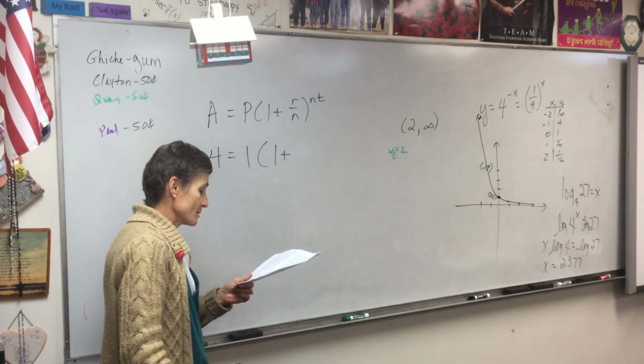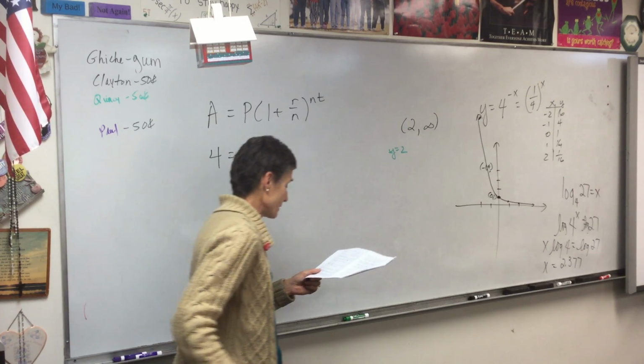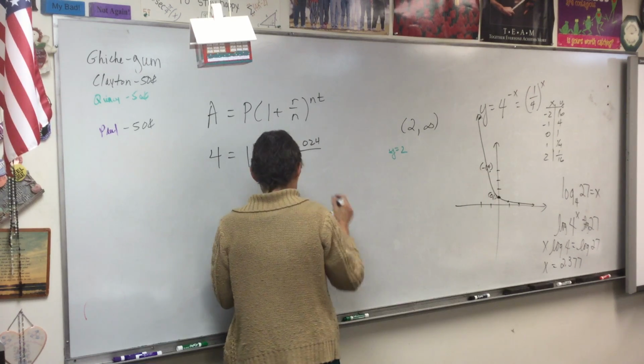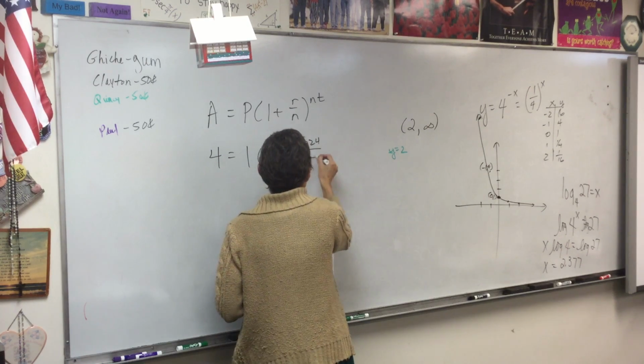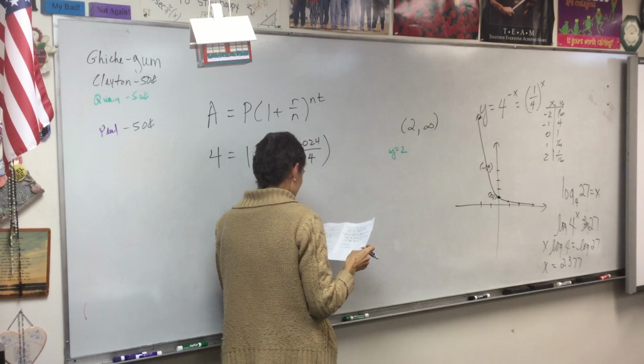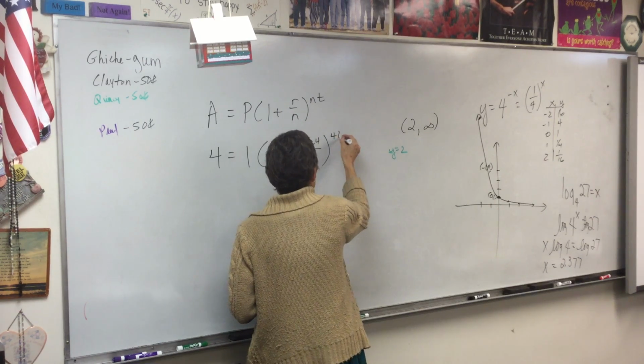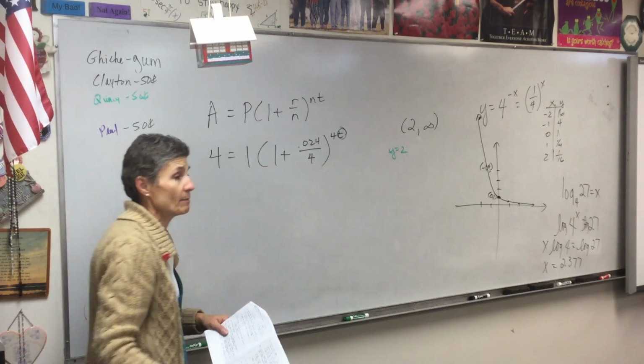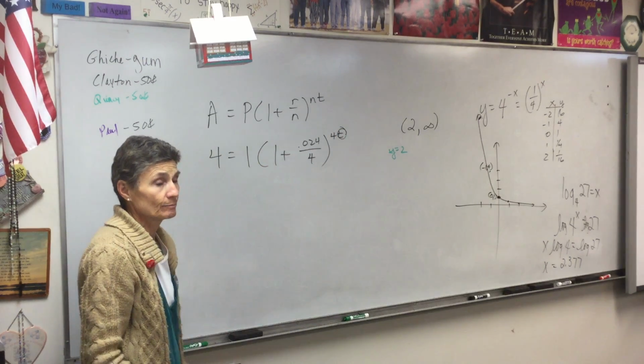So my interest rate is 0.024 divided by what? 4, because I'm compounding quarterly. And I want to know how long it's going to take. So my variable is t, right? How many years is it going to take?